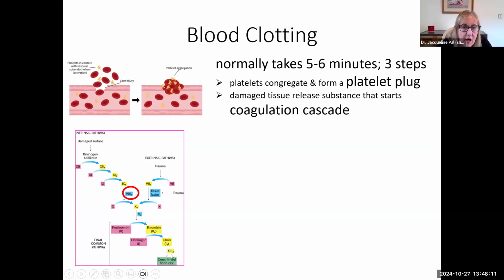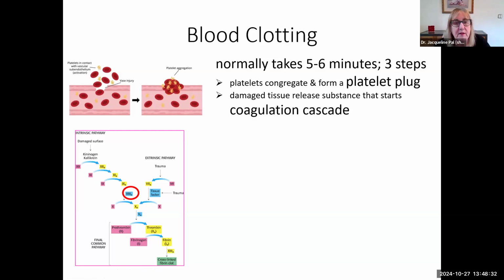So the final common pathway is the third step in blood clotting, and that is this fibrinogen. Do you remember when I was talking about what was floating in blood and I was talking about the different types of proteins? One of the types of proteins I mentioned was fibrinogen. Well, fibrinogen, when it gets activated, forms something called fibrin.